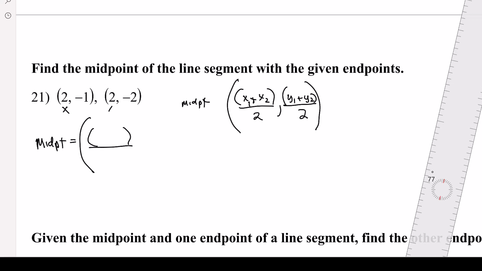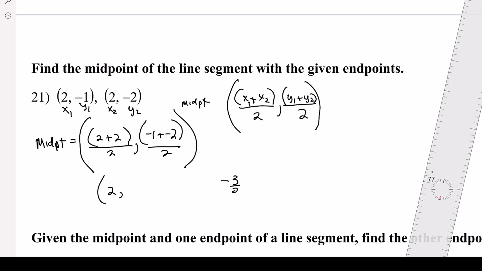Here are our x's. 2 plus 2. Well, 2 plus 2 is 4. 4 divided by 2 is 2. Then our 2 y's. Negative 1 plus negative 2. Well, that's negative 3 divided by 2, so you could put negative 3 over 2.